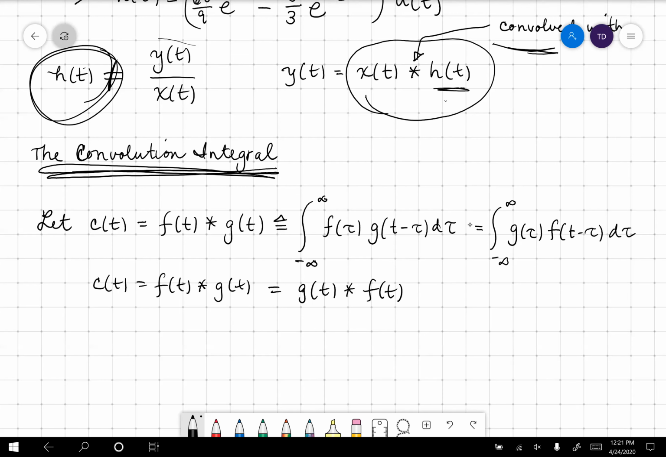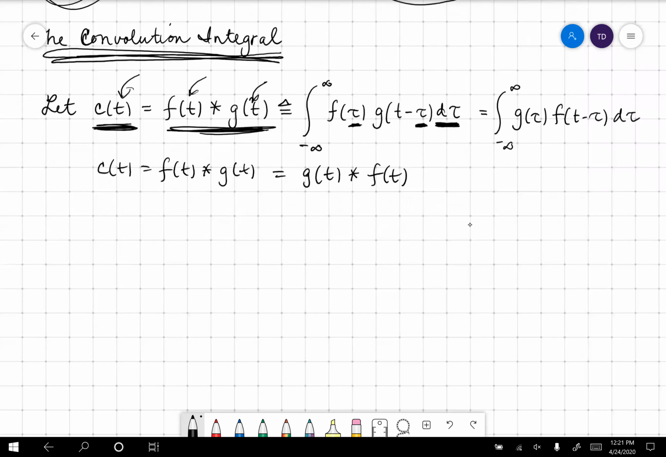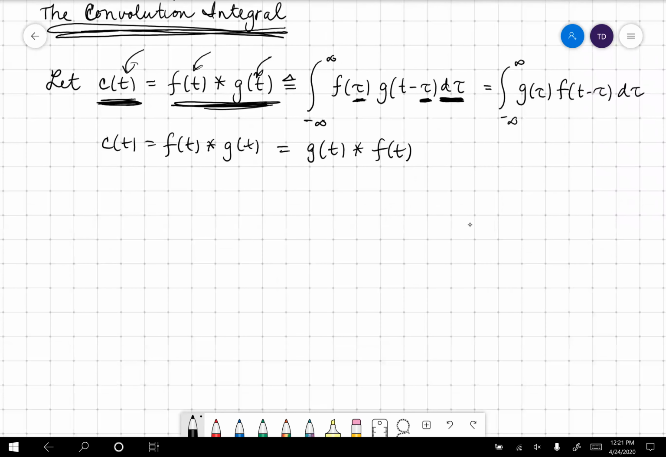Now, there's a lot that we can say about this, and I want to make mention of a couple of things. First, the output of this integral is a function of time. See, it's a function of time. And in the integral, we have tau as our dummy variable that we integrate away. So I want you to see what f of tau times g of t minus tau is.